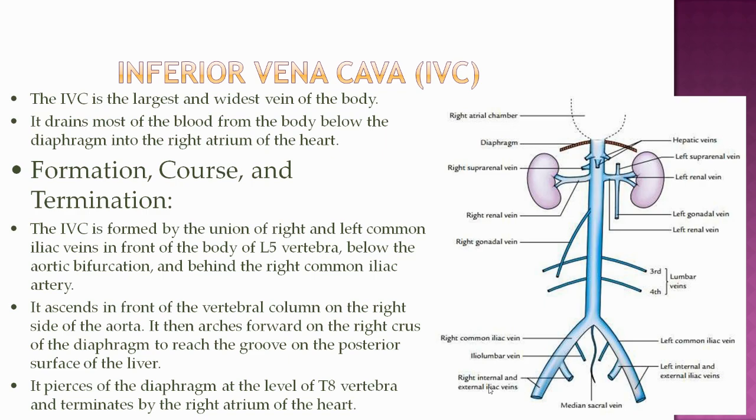It then arches forward on the right crus of the diaphragm to reach the groove on the posterior surface of the liver. It pierces the diaphragm at the level of the T8 vertebra and terminates in the right atrium of the heart.